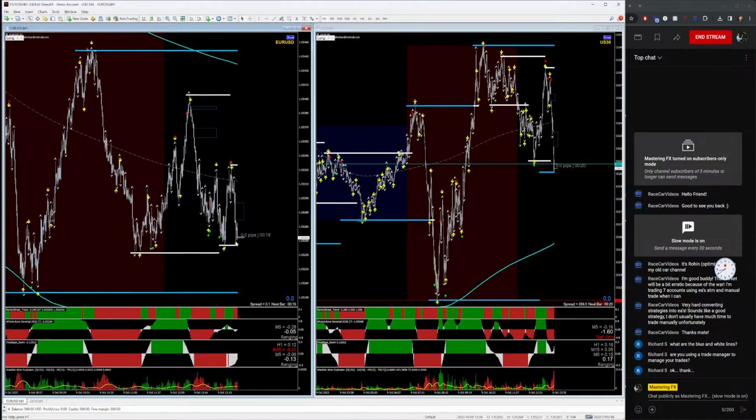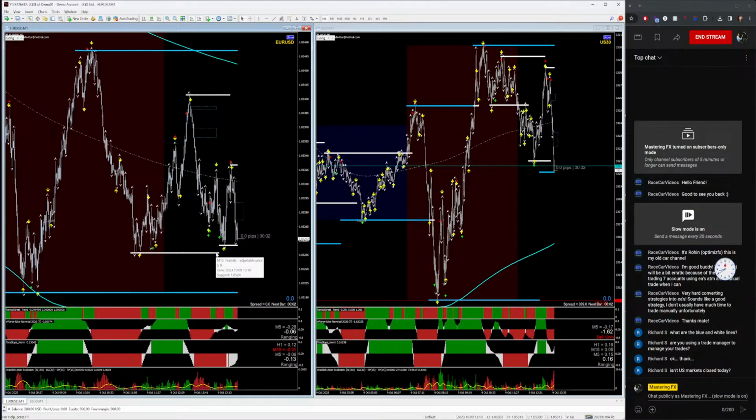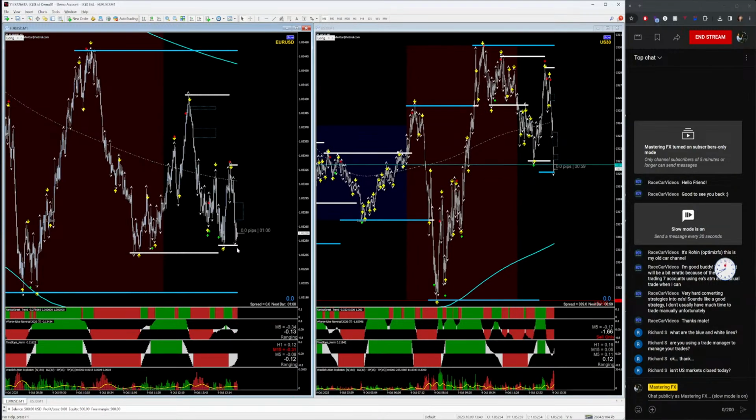So it looks like Euro USD is heading down again. Let's see if we get a raid. This turned white now, so that's a good sign. Let's see if we get a liquidity raid on this low here, then this would be a valid entry here. Closed.